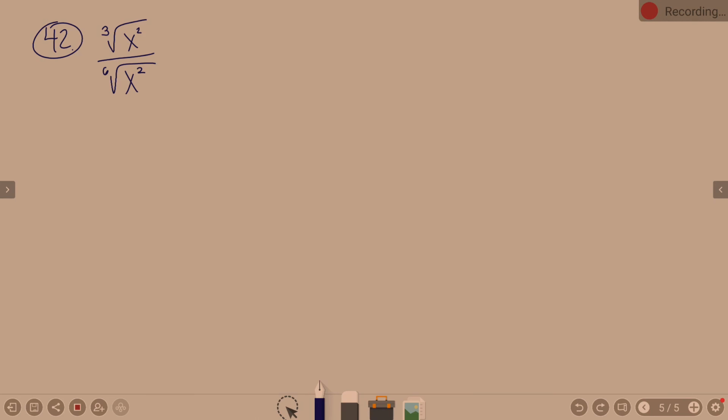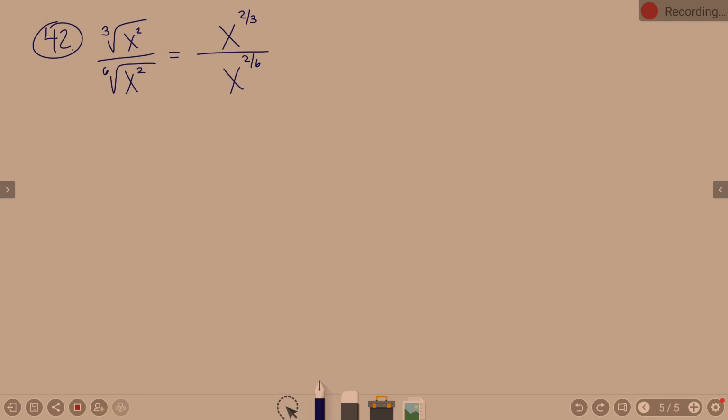Can I divide a cube root and a 6 root? No. This was just lesson 6-4. What did I teach? If we can't divide them, we're going to go to fraction form. So, the cube root of x squared. Is this x to the 3 over 2 or x to the 2 over 3? 2 over 3. Okay, 3 is the root. That's my denominator. Divided by x to the 2 over 6.